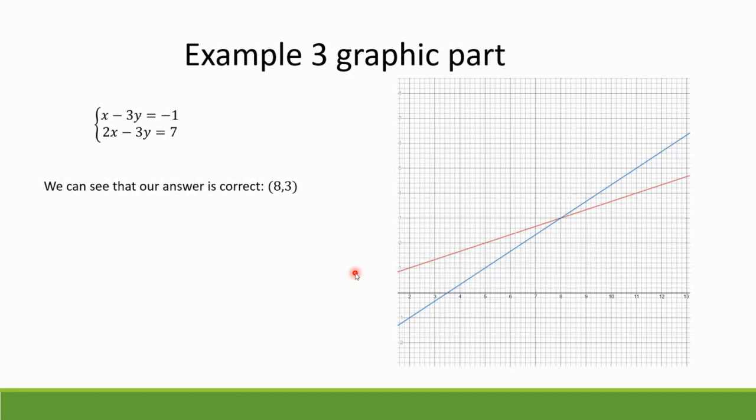Okay. And if you graph it as a check, this is the graph, you would get something like this. I mean, I don't know if the lines would be red and blue, but these would be the lines you get. 8, 3. Okay. So we were right.